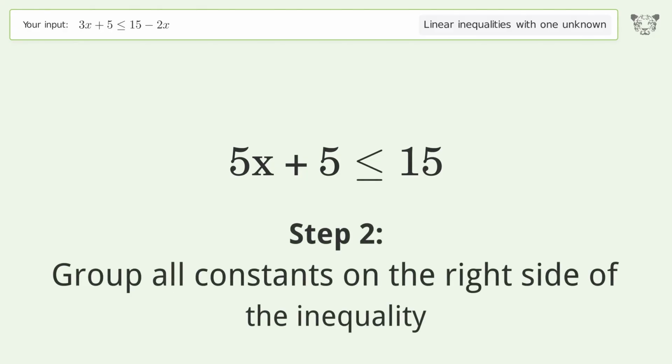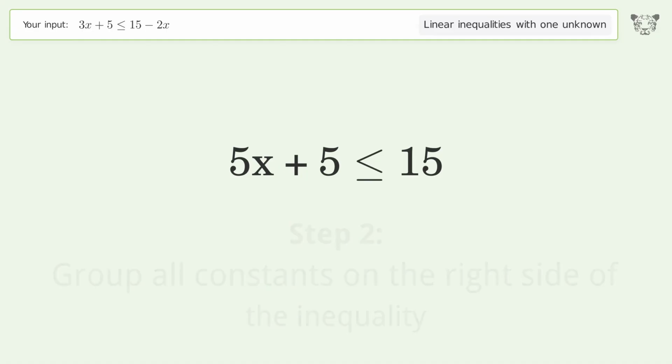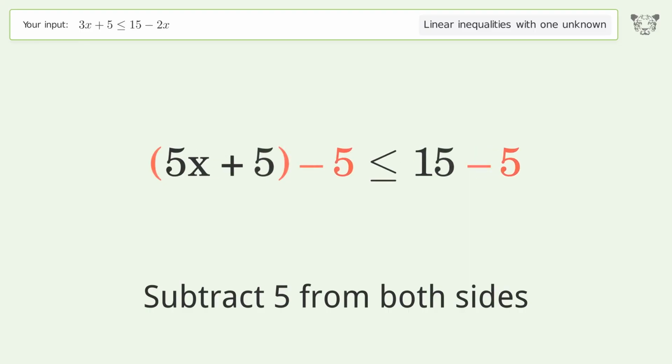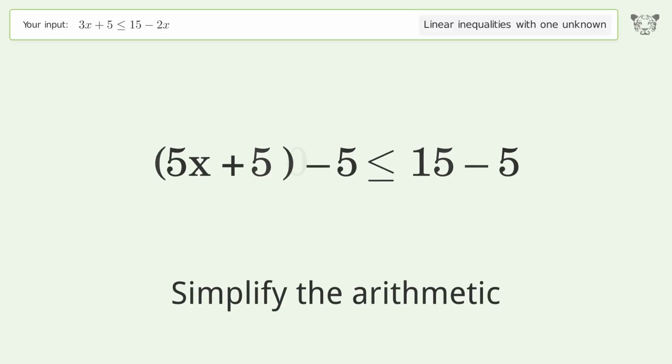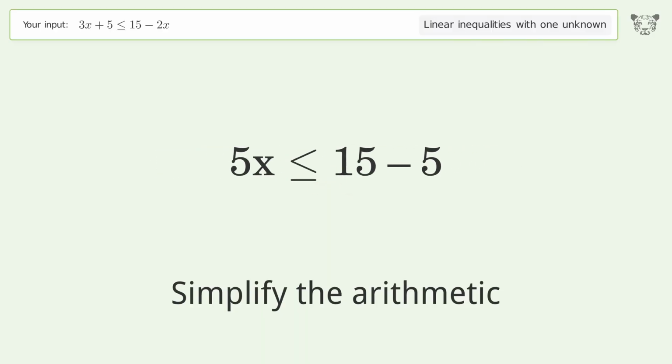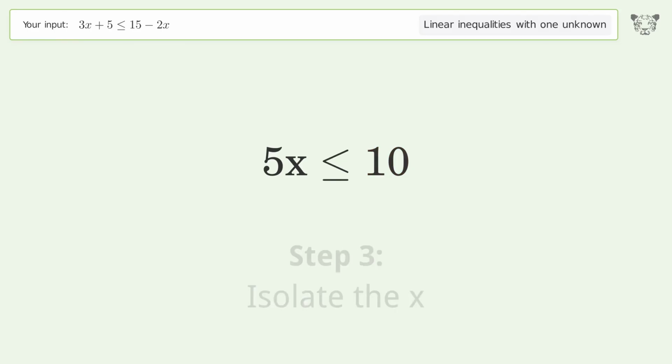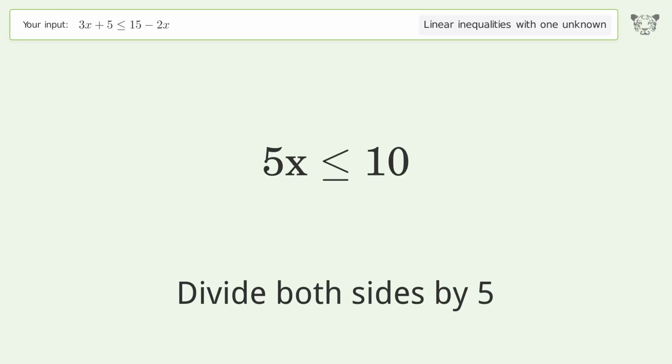Group all constants on the right side of the inequality. Subtract 5 from both sides. Simplify the arithmetic. Isolate the x. Divide both sides by 5.